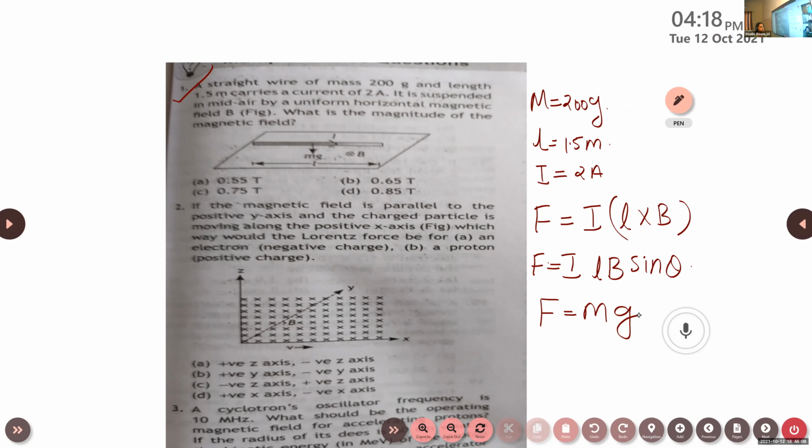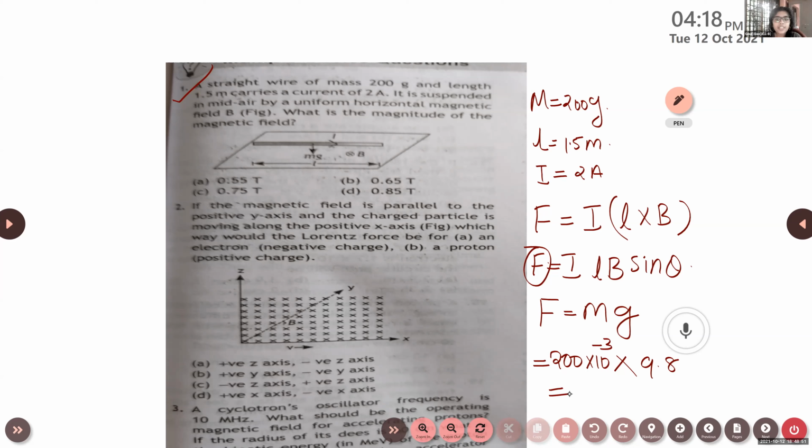So using this equation, first of all, you need to calculate the value of the force. Then we can rearrange the equation and find the magnitude of the magnetic field B. So F is equal to mg. Here the mass is given as 200 gram. Convert it into kilogram, so 200 into 10 raised to minus 3. What about the value of acceleration due to gravity? 9.8. So 200 into 10 raised to minus 3 into 9.8.